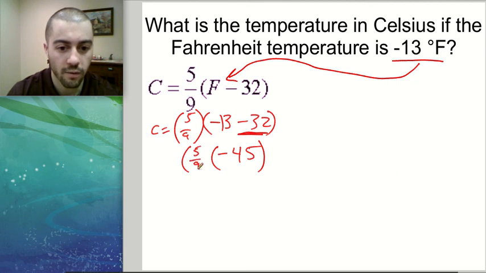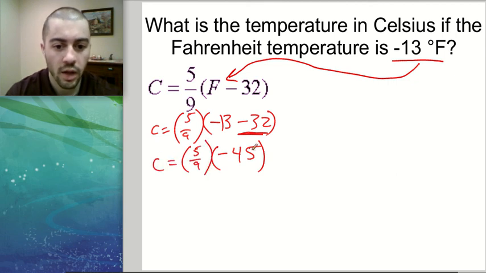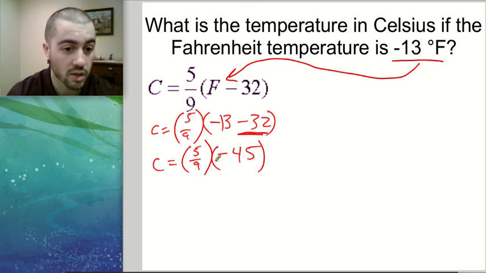And we have 5/9 out in front again. And to solve this, it's going to be the same as before, except now we have a negative number here with a negative 45. So we multiply these two together and we end up with negative 25 degrees Celsius for our final Celsius temperature.